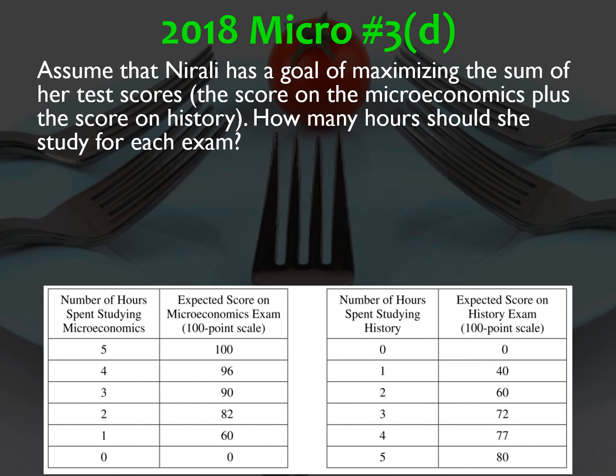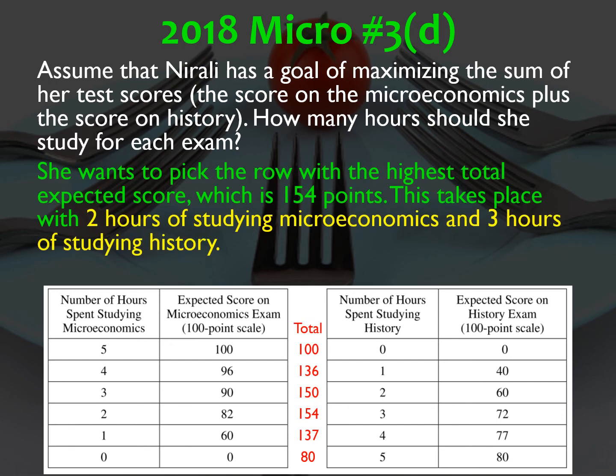D, assume that Nirali has a goal of maximizing the sum of her test scores. How many hours should she study for each exam? So basically, you can look at this chart. You're going to pick the combination that has the highest expected score between micro and history, and that is 154 points right there. 2 hours of studying micro, 3 hours of studying history.